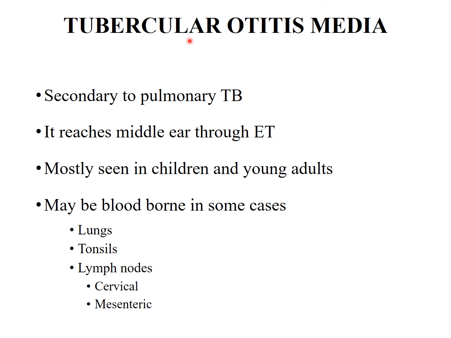Now tubercular otitis media. In most cases, the infection is secondary to pulmonary tuberculosis. Infection reaches the middle ear through the eustachian tube. Sometimes it may be blood-borne from a tubercular focus in the lungs, tonsils, cervical or mesenteric lymph nodes. It is mostly seen in children and young adults.